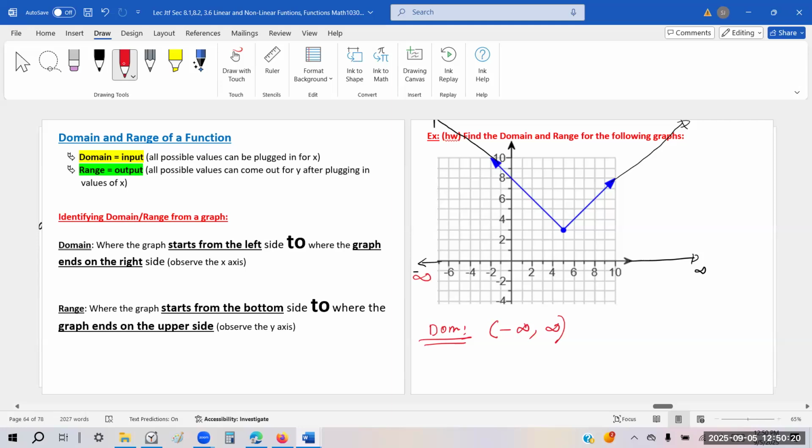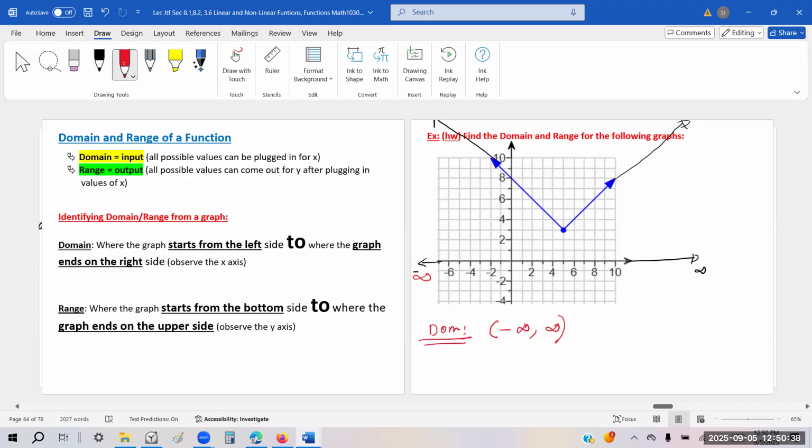Even if it doesn't have an error, as long as you have a stopping point. For example, here, you have a stopping point. So if you have a stopping point, it's a limited graph, it's a piece of graph. If you don't have a stopping point, the line is going on forever. Without even an error, it's going on forever.